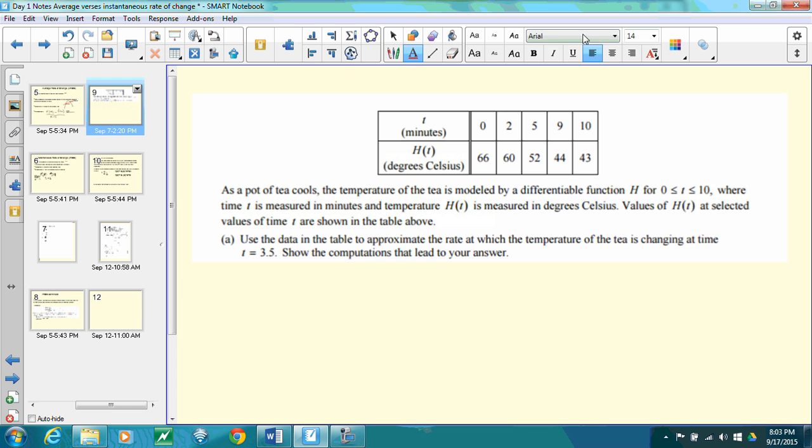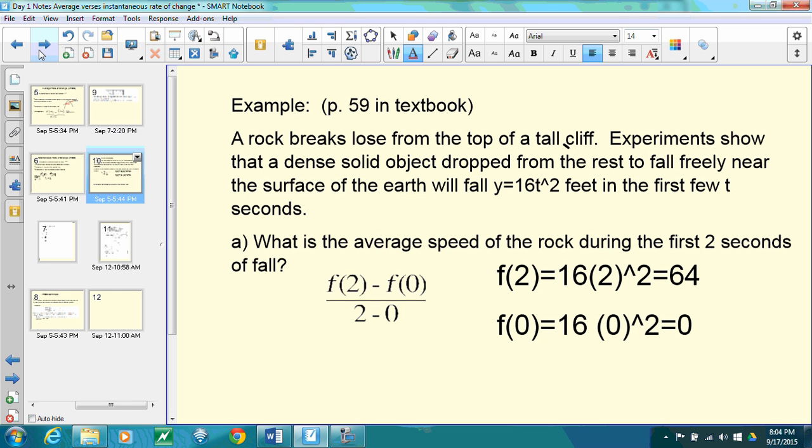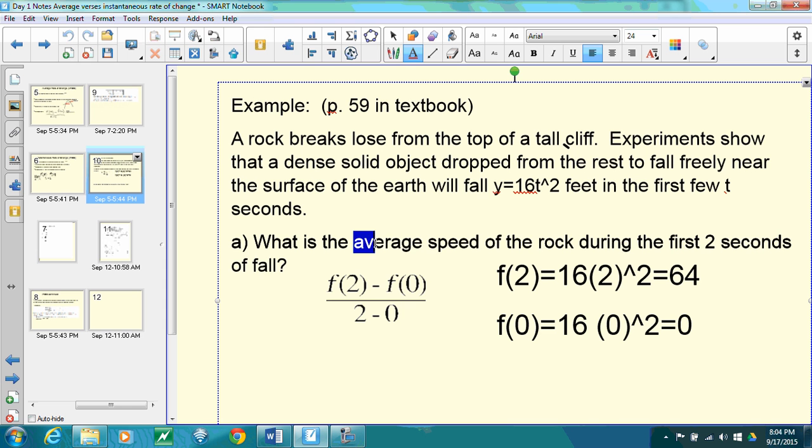So I want you to read this one and try this one then. So you can pause and do that. And then the last thing we're going to do is this example from page 59. So please pause and read the question first. And then after you read it, we're going to find the average speed of the rock during the first 2 seconds. So they give me the equation, y equals 16t squared, and we're doing average.